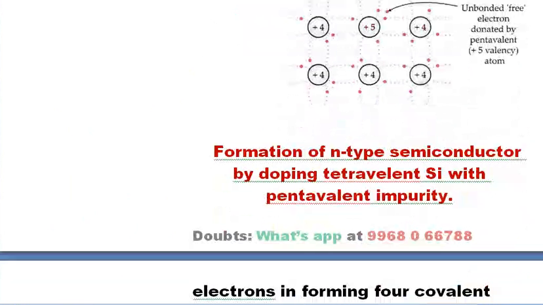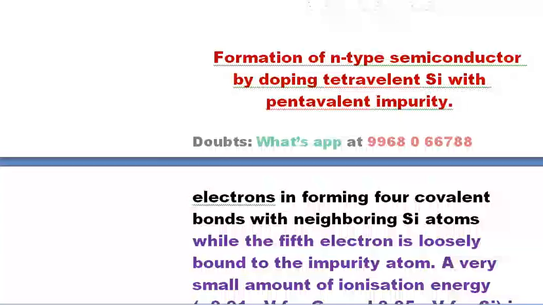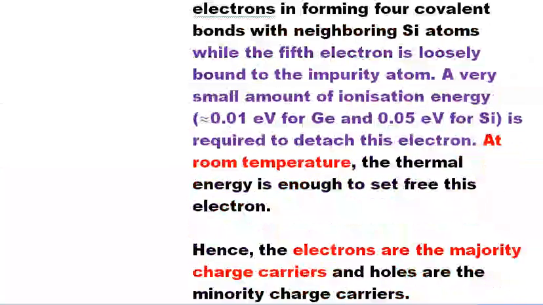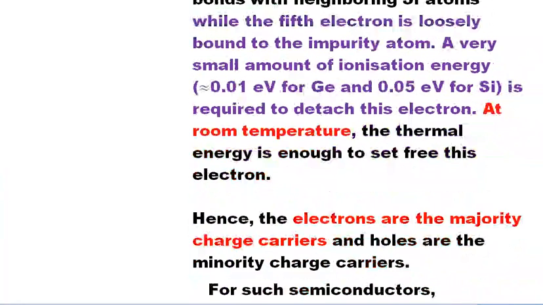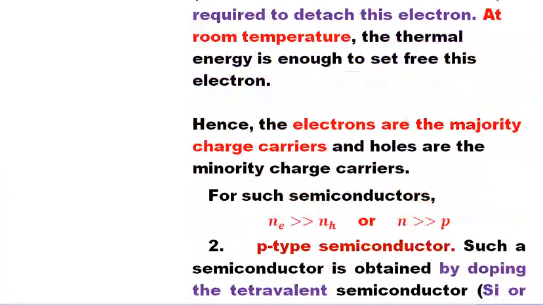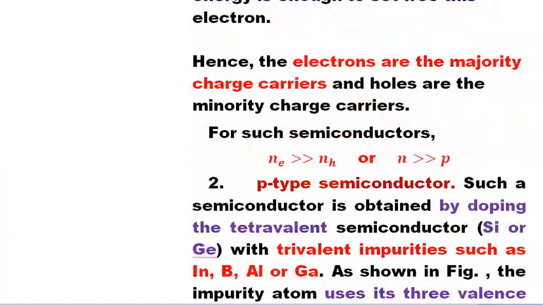Then, dear students, we want to discuss the formation of an n-type semiconductor by doping tetravalent silicon with a pentavalent impurity. The process is the same here. At room temperature, there are an adequate number of charge carriers. Here electrons are again the majority charge carriers. As we have discussed, the number of electrons is comparatively more than the number of holes, or the number of holes is comparatively less.